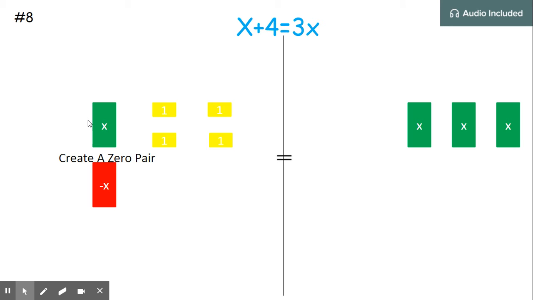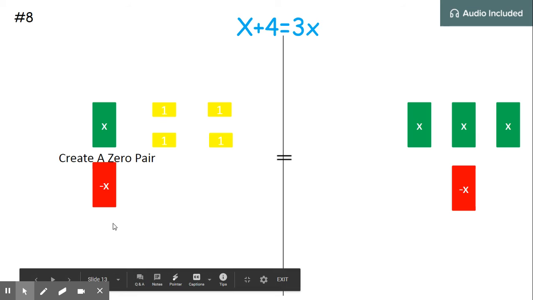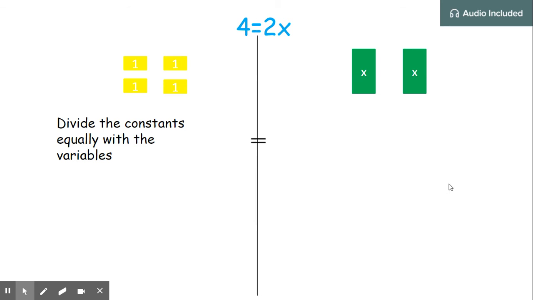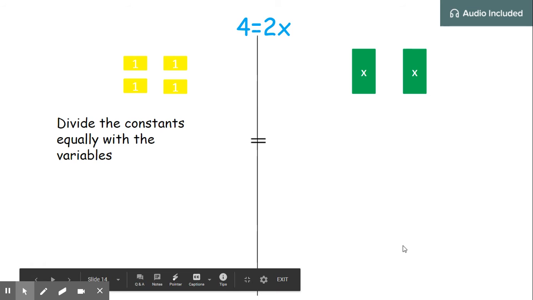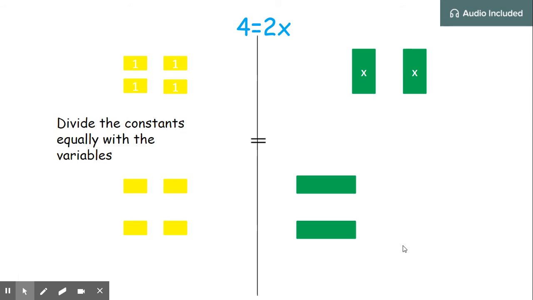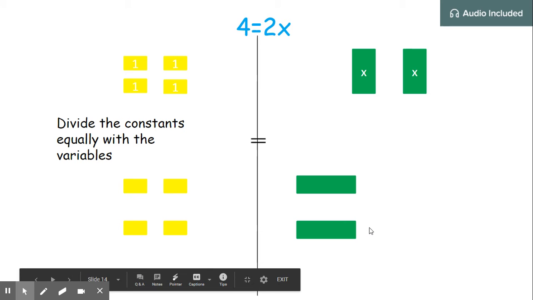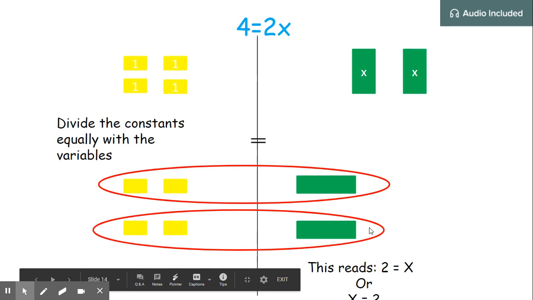So minus x, minus x. 1 minus 1 gives me 0. And since I subtracted on my left side, I have to subtract on the right. So I'm left with 4, and 3 minus 1 gives me 2. So now I have 4 equals 2x. Next step is to divide. So I'm going to divide them equally. So 1x gets 2, my other x gets another 2. Okay, so 1x equals 2.